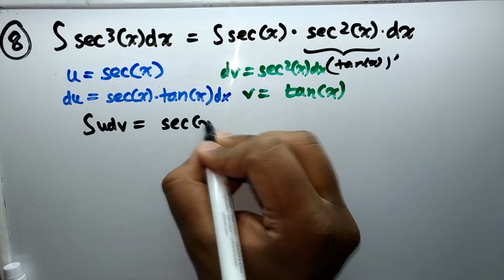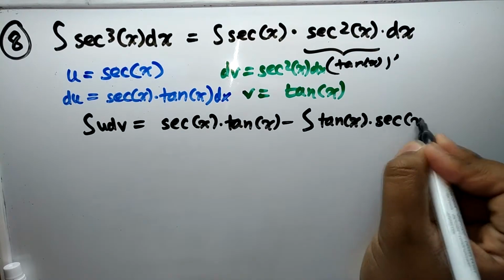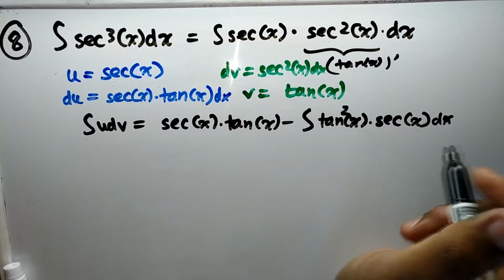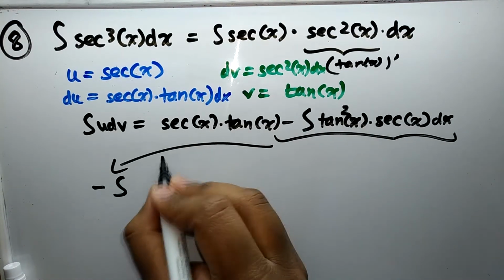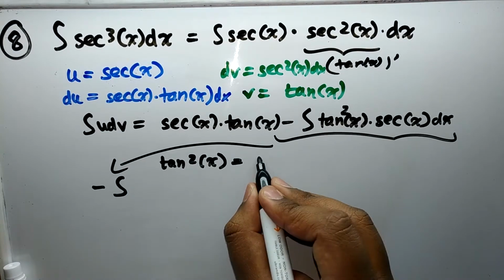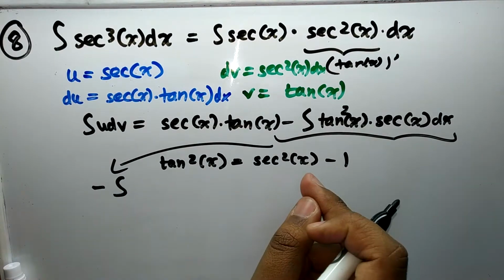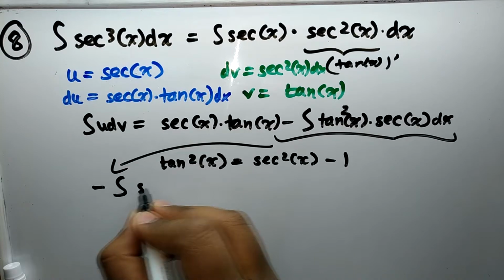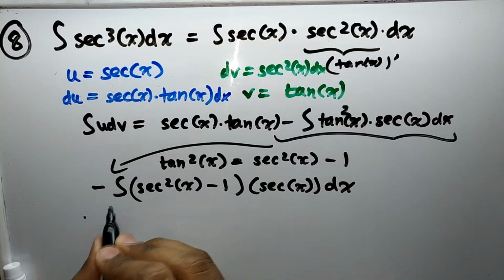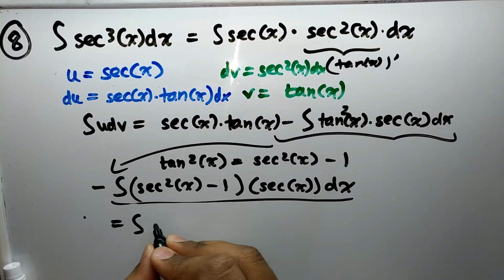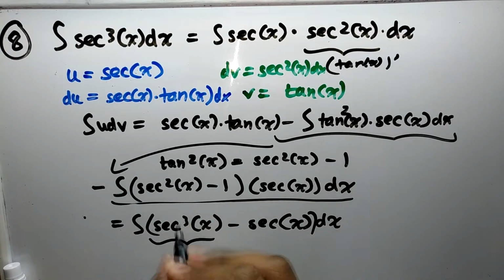So it's going to be u times v minus the integral of v times du. And here, what we can do is represent tan squared x as secant squared x minus 1, which is a trig identity. If you remember, tan squared x plus 1 is equal to secant squared x. So that's why we can do that. Then the integral that we are trying to solve becomes secant squared x minus 1 times secant x. And then you can expand that out, so you get secant cubed x minus secant x, and you notice secant cubed x is what we're looking for.